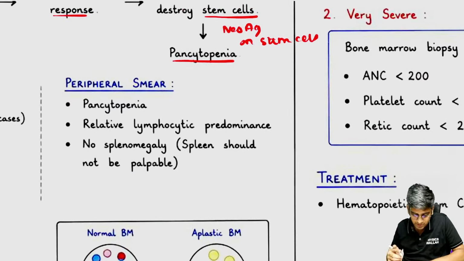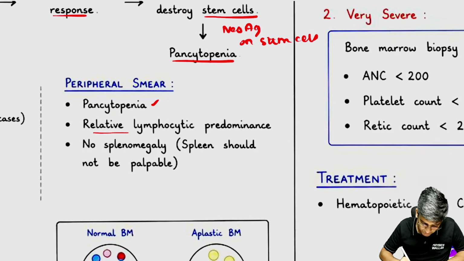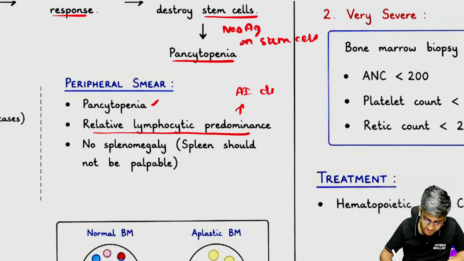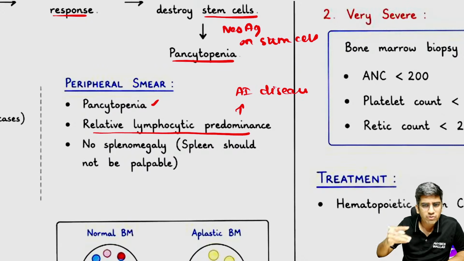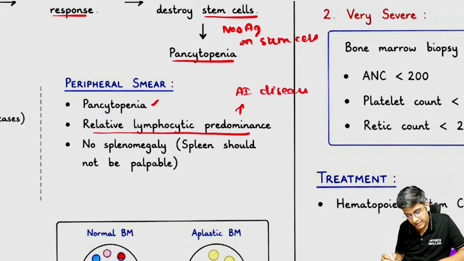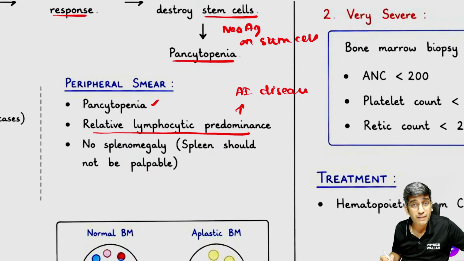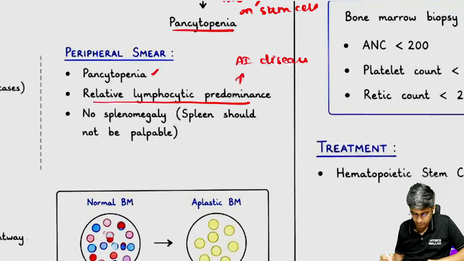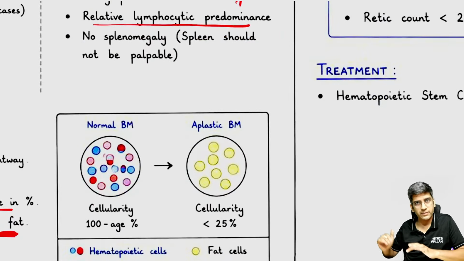Fine. Peripheral smear, pancytopenia, but you'll have relative lymphocyte predominance. The reason is it's an autoimmune disease. Every autoimmune disease will have more amount of lymphocytes without fail. That's why you have relative lymphocyte predominance, and there'll be no splenomegaly. If spleen is palpable, it is not aplastic anemia at all. Fine. So this is what happens in aplastic anemia: less than 25% cellularity and more fat.